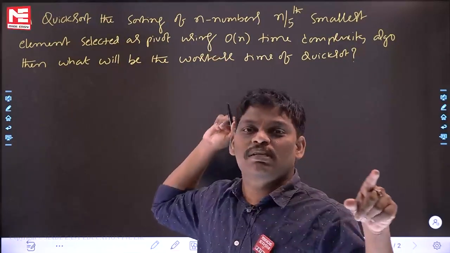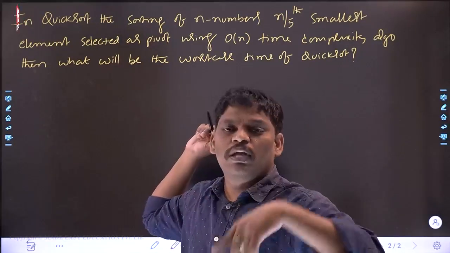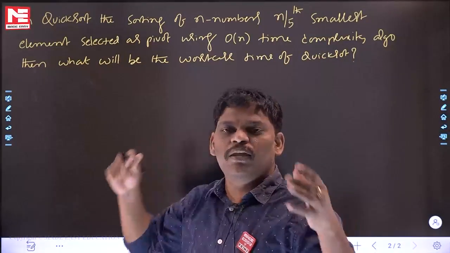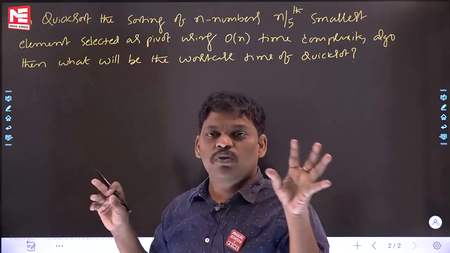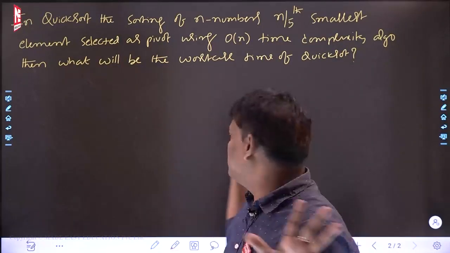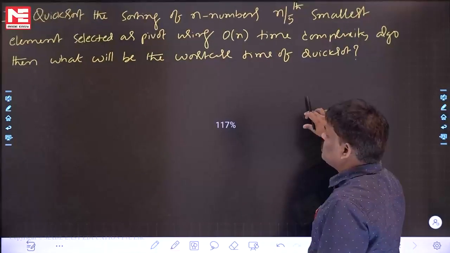But he will ask questions like that. What will be the worst case time complexity of quicksort if you take the n/5th smallest element as a pivot? The n/5th largest element as a pivot. He will ask something like that. So it is better to say a few problems like that. I gave this problem. Please be careful. Before going to that, I want to explain one small thing.